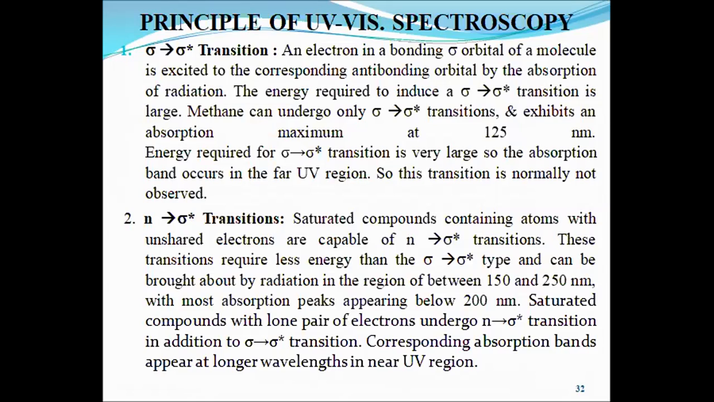For example, methyl chloride absorbs at a lambda max value of 173 nanometer, while methyl iodide has a lambda max value of 258 nanometer. Why is this change taking place? Because chlorine is more electronegative than iodine. Therefore, methyl chloride absorption takes place at 173, whereas methyl iodide absorption takes place at a higher wavelength of 258. Lower the electronegativity, higher is the wavelength.